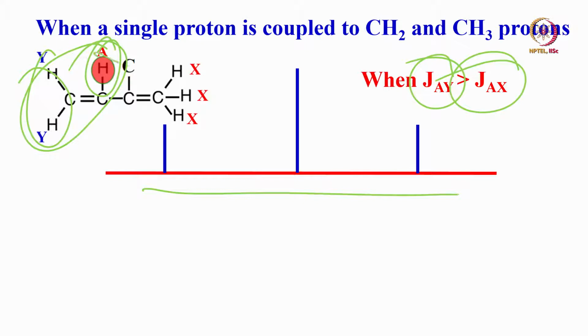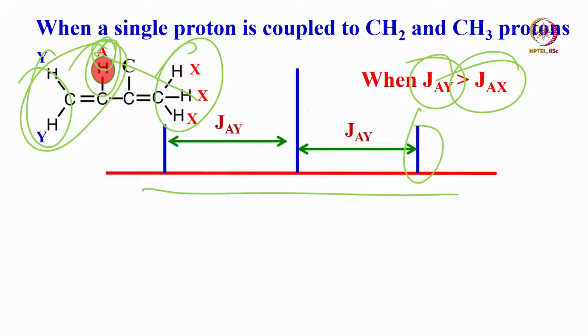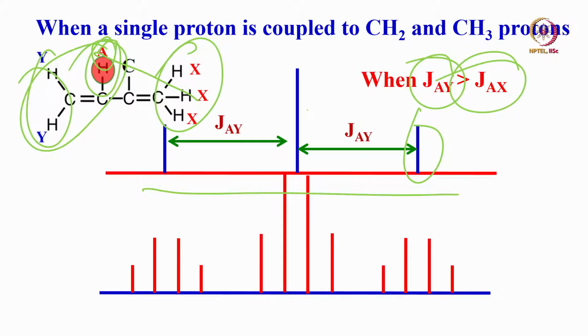Now I invoke the coupling between proton A and proton X, that is the CH3 group. What will happen now? Each line of this triplet is going to become a quartet, and this quartet coupling is smaller. I have written a stick plot like this. What do you call this pattern? The triplet coupling is larger than the quartet coupling, so we call it a triplet of quartets.